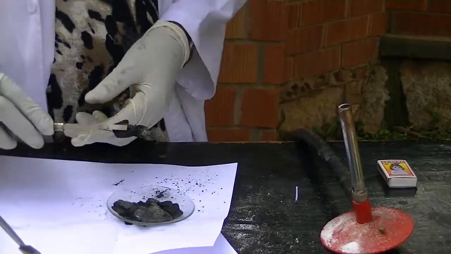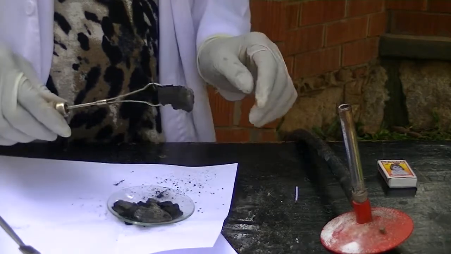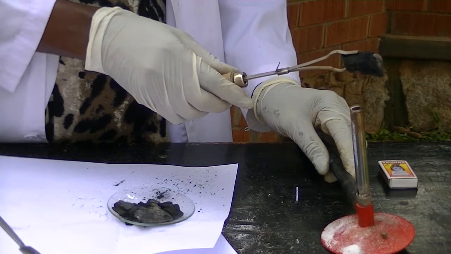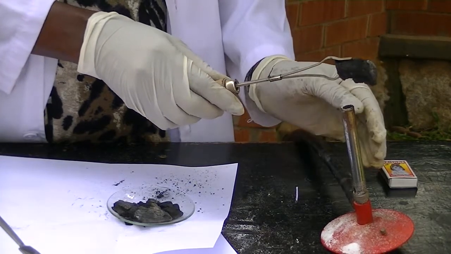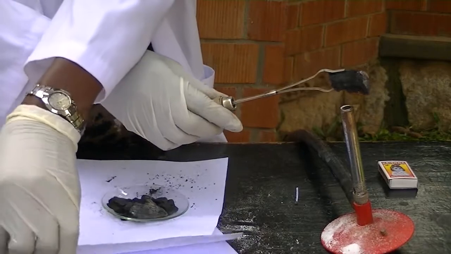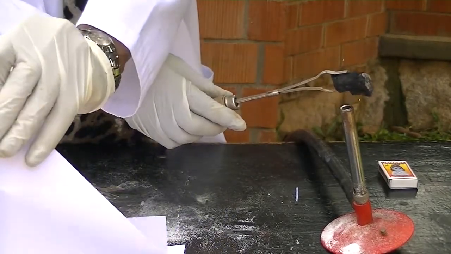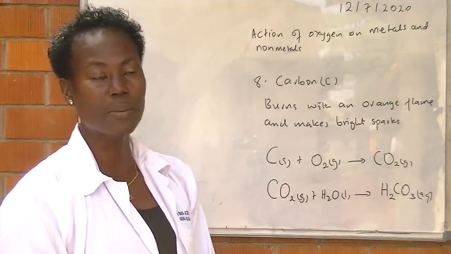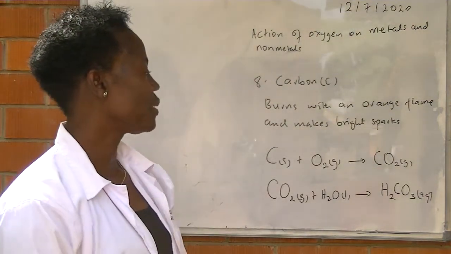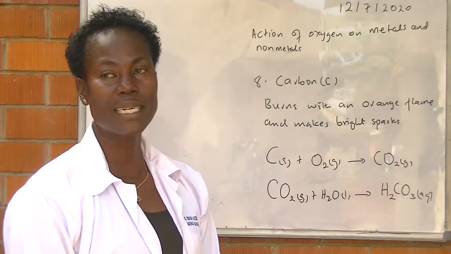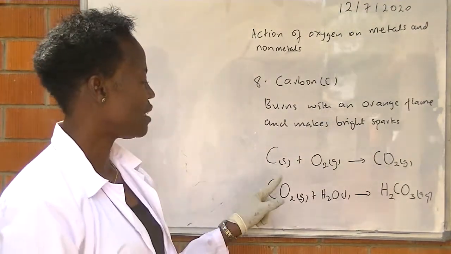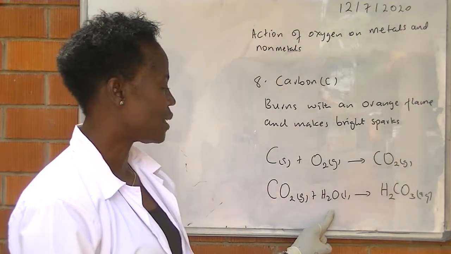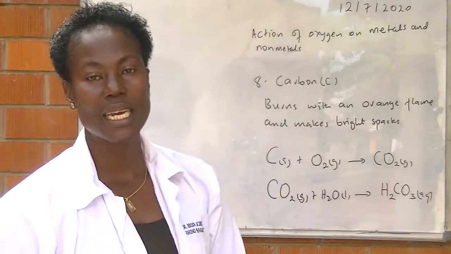We are going to look at carbon. Carbon is charcoal. It burns with bright sparks and then produces an orange flame. So, in conclusion, carbon burns with an orange flame and makes bright sparks. Carbon burns in oxygen to produce carbon dioxide, and then carbon dioxide plus water is equal to carbonic acid.